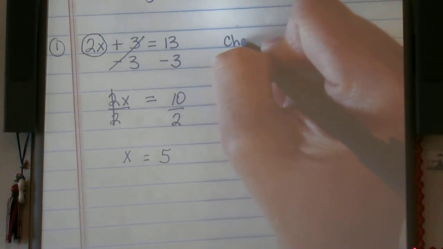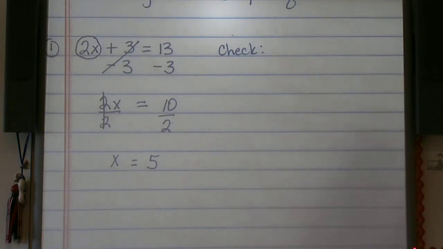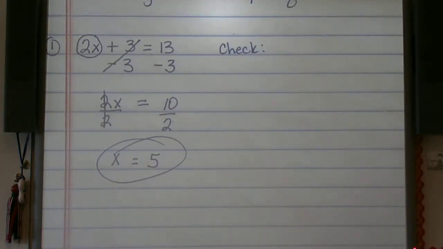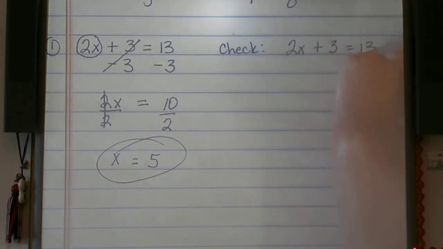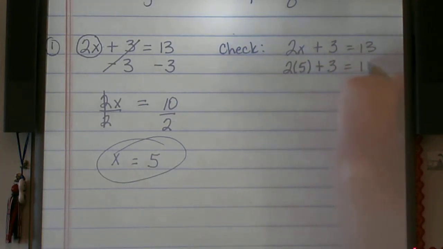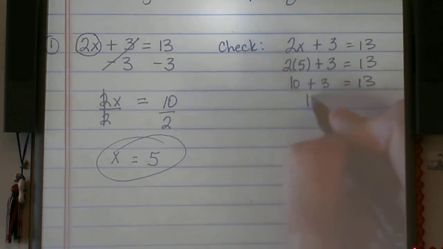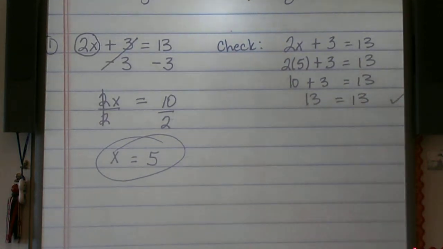Remember that you do want to check your work. I'm not going to check all of these examples, but I do want to show you how you check your work so that you can do that on your own. To check your work, you plug the value you found for your variable into the original equation, which was 2x plus 3 equals 13. So 2 times 5 plus 3, 2 times 5 is 10, plus 3, and 10 plus 3 is 13. That does in fact equal 13, so our check has proved that x equals 5 is a solution to this equation.